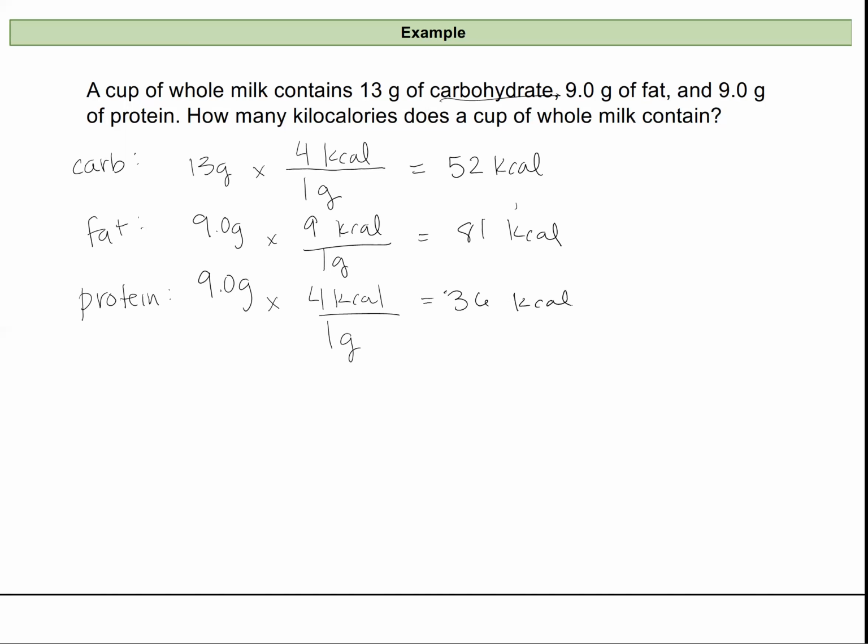kilocalories of energy. So to actually know how much energy a cup of milk will contain, I'm going to take these that I just calculated and add them up because all 3 are contained in the cup of milk. And so my 52 kilocalories plus my 81 kilocalories plus my 36 will give me 169 kcals of energy for 1 cup of milk.